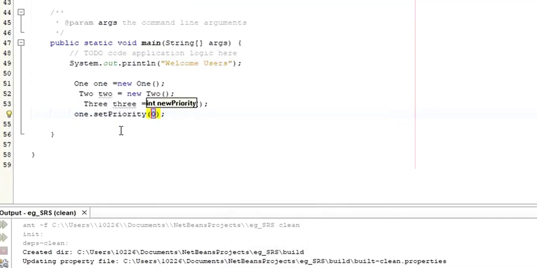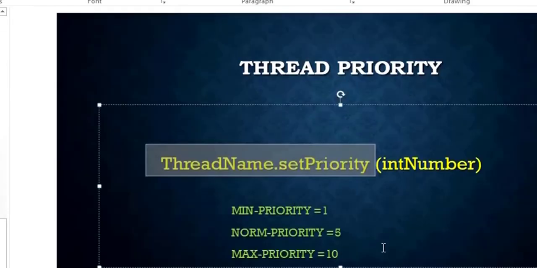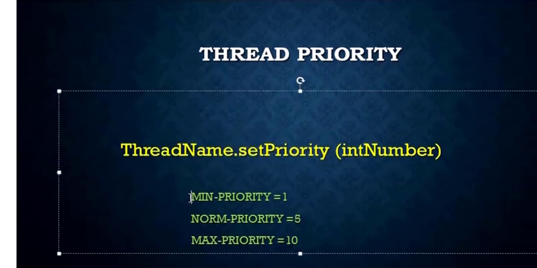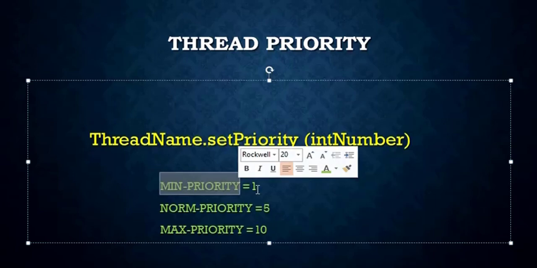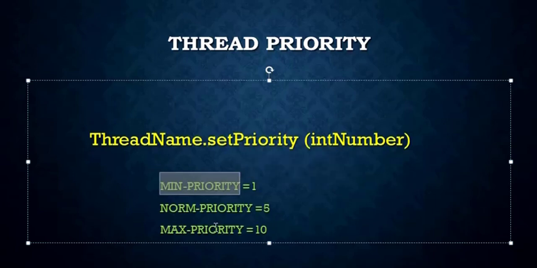Inside I have to pass the value. Let's say here I want to pass the maximum priority. It can be represented in two ways. You can pass the number, or you can pass this property as a parameter. When you pass MIN_PRIORITY as a parameter, that is equivalent to 1. When you pass MAX_PRIORITY, that is equivalent to 10. So you can pass either the number or this same property.